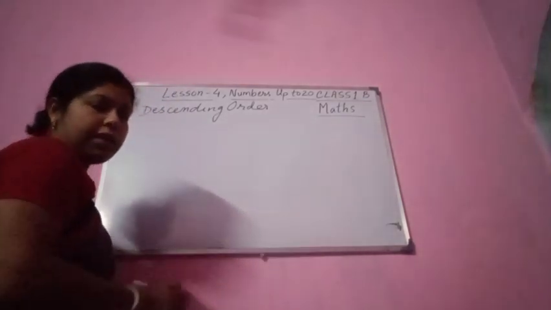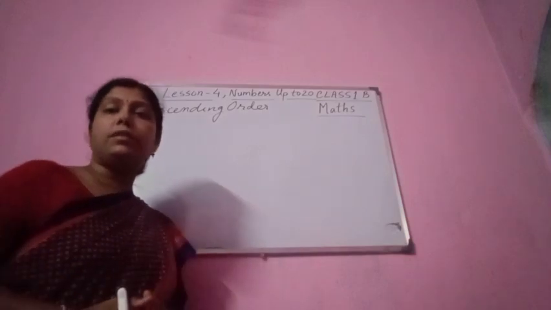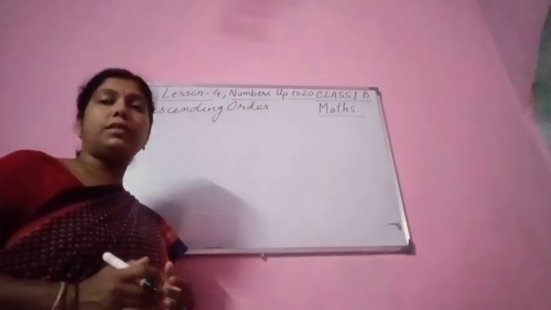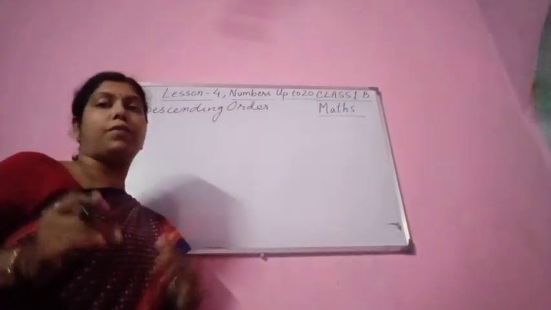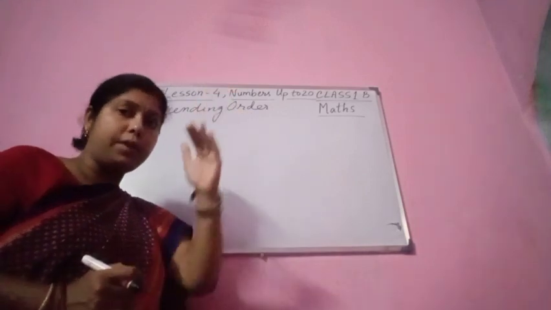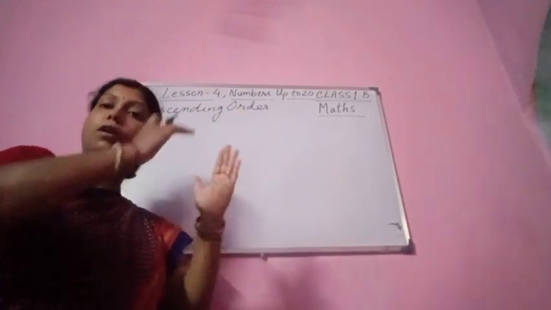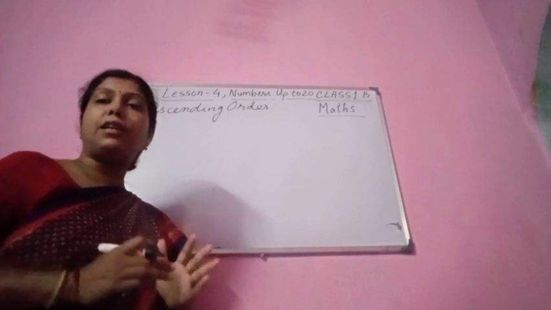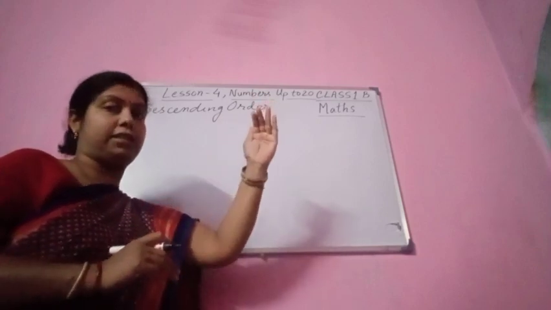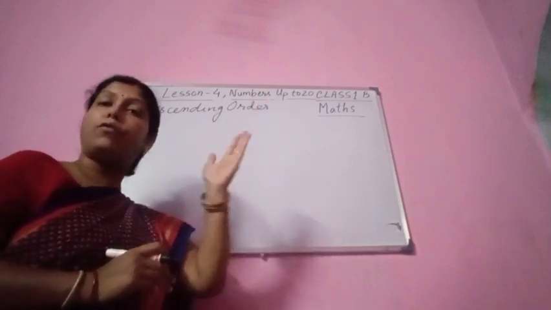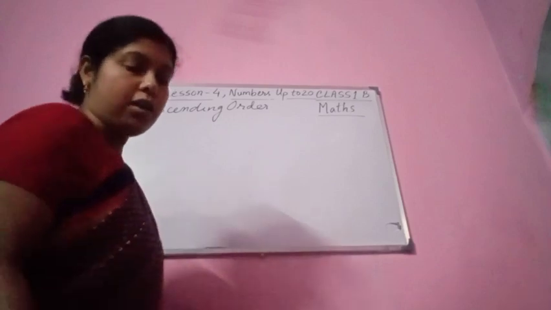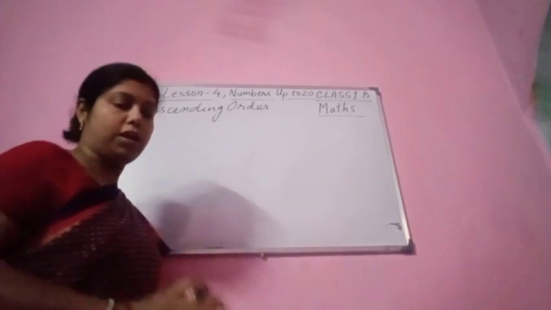Now you see here. What does descending mean? Descending means going from bigger to smaller. We have to come down from bigger number to smaller number. We have to climb down the stairs. In ascending order, we were going up the stairs. In descending order, we have to climb down the stairs. So from bigger to smaller.